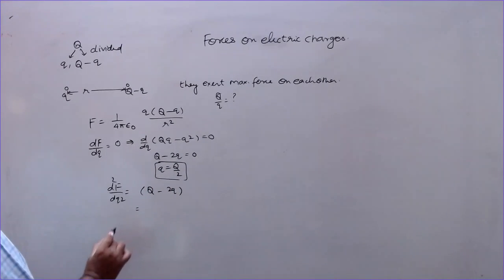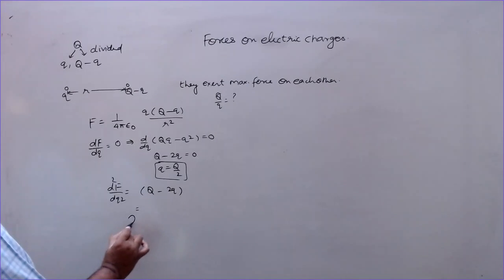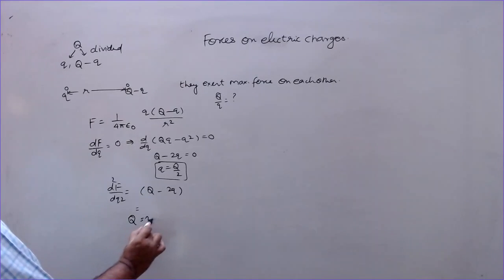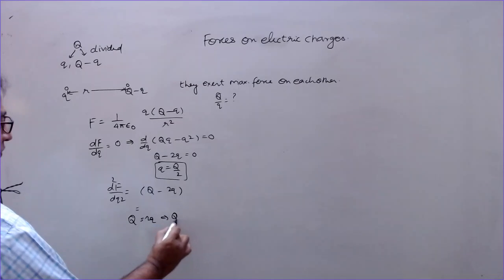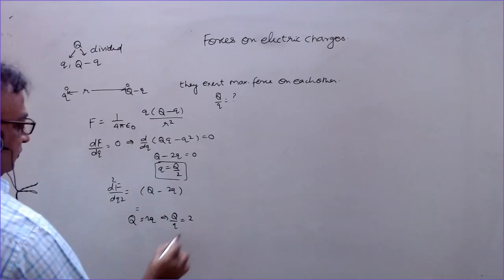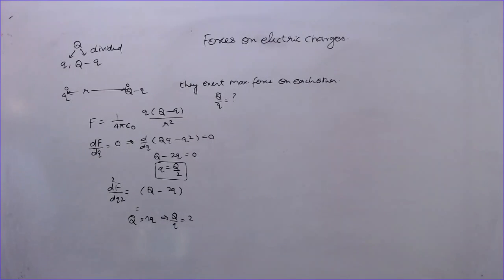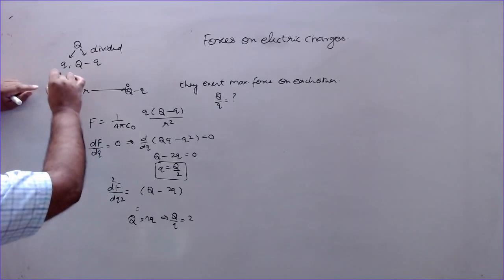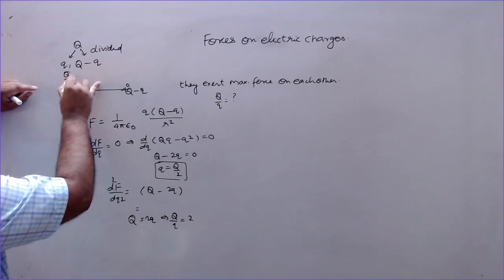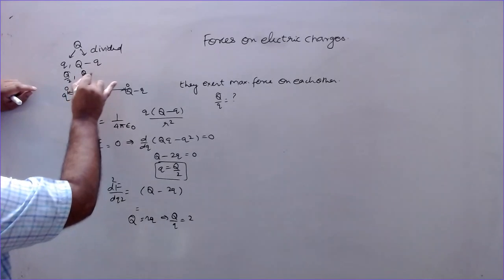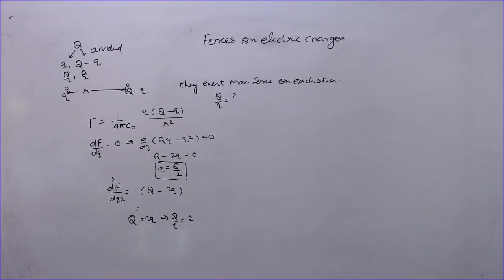So we get Q is equal to 2q, or Q by q is equal to 2. This is the answer. So the two charges must be, if you put the value here of small q, Q by 2 and Q by 2, equal values, so that the force acting between them is maximum.